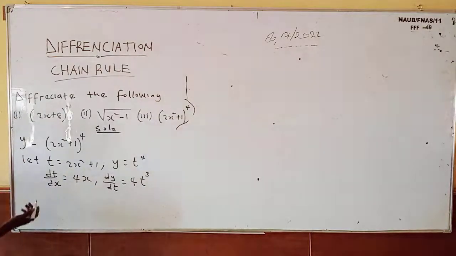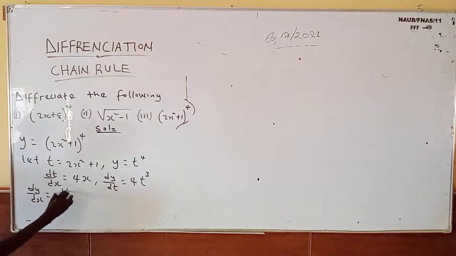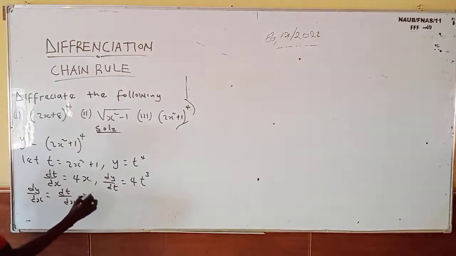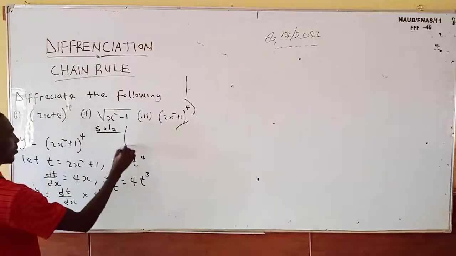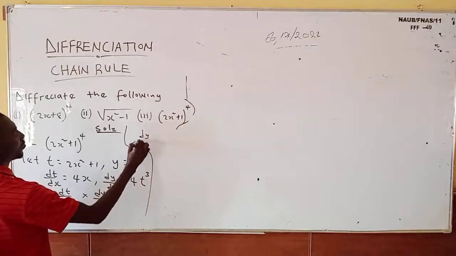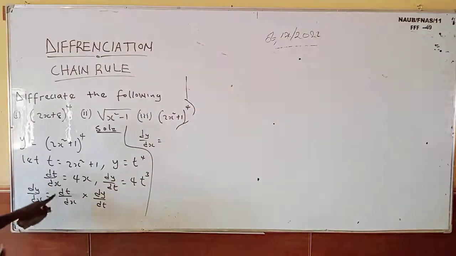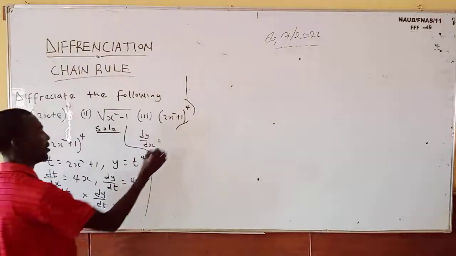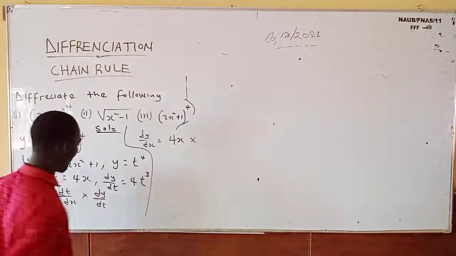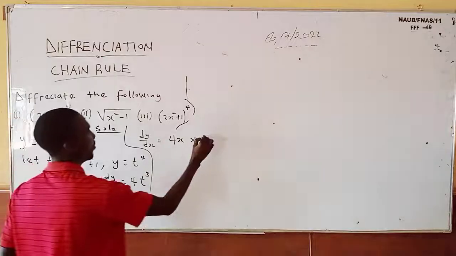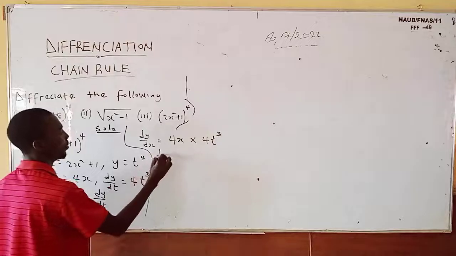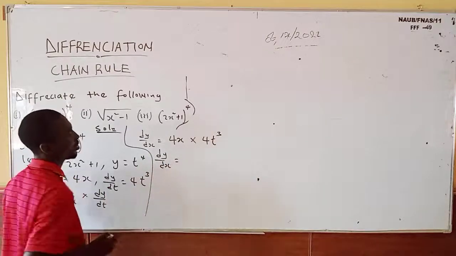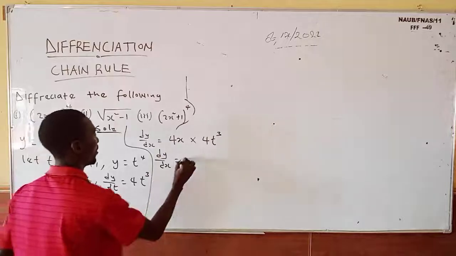So now the next thing is to use our chain rule to find our dy/ds, which is nothing but dt/ds multiplied by dy/dt. So dy/ds will be equal to dt/ds, which is 4s, multiplied by dy/dt, which is 4t cubed. Like this.